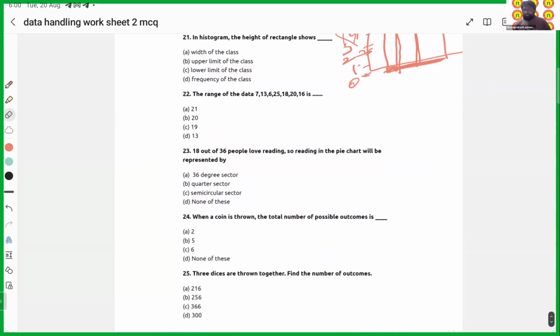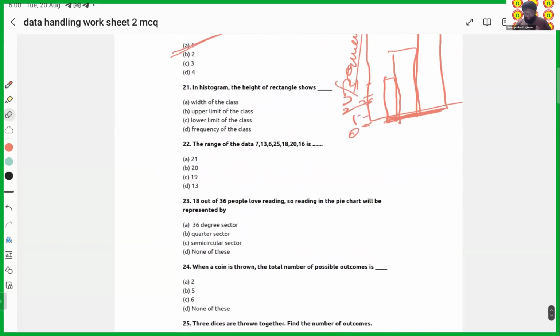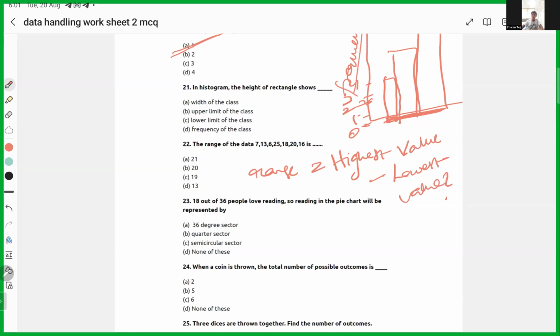Next, what shall we discuss? The range of data 7, 13, 6, 25. What is the range? 19, sir. What is the lowest value here? Range means what? Sir, highest value minus lowest value. The maximum value minus minimum. So here, the range of the data given: highest value is 25, lowest value is 6, so 25 minus 6 will be 19, sir.